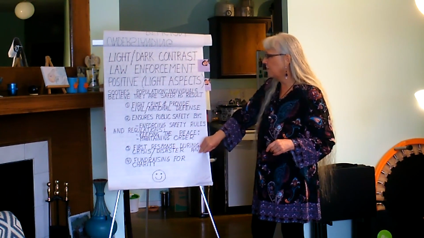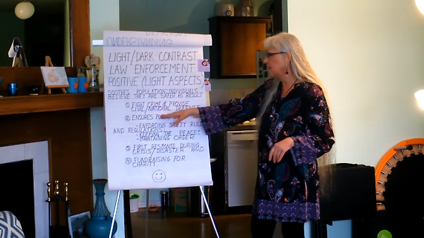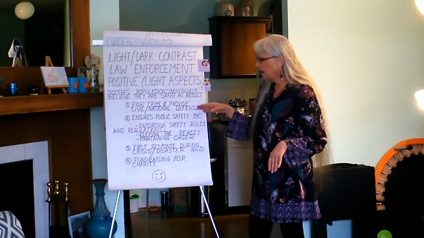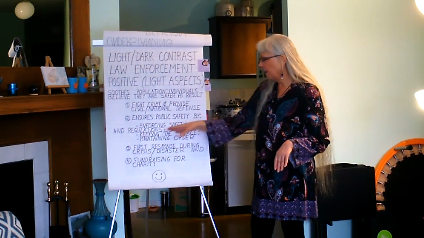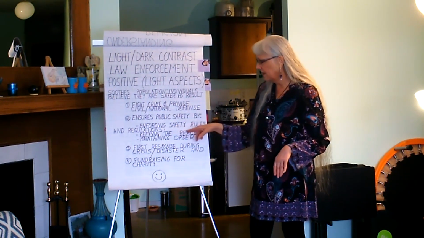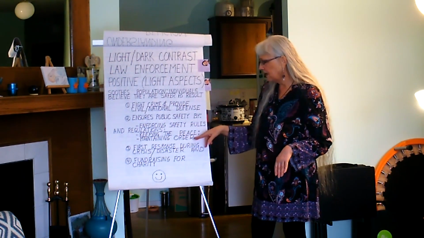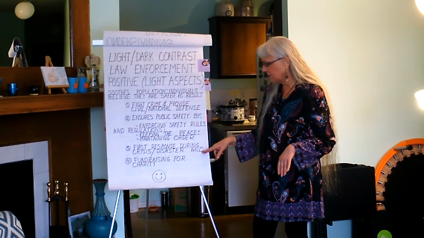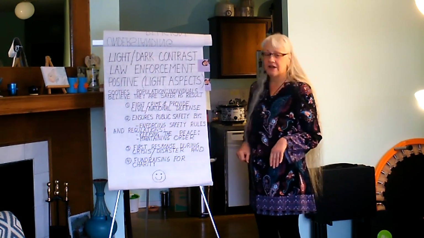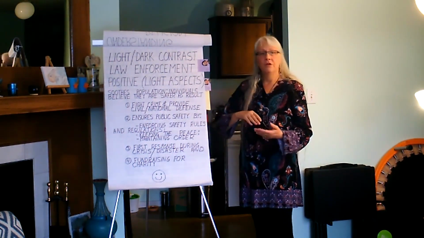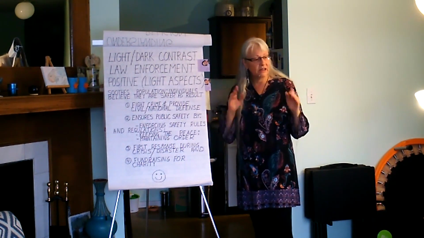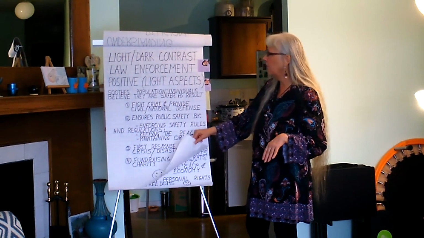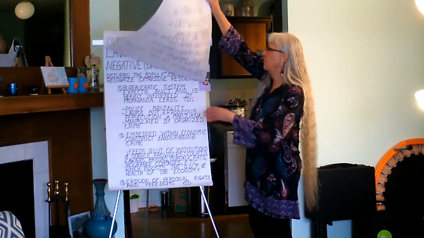Okay, so what does law enforcement do? One, it fights crime and it provides civil and national defense. It ensures public safety by enforcing safety rules and regulations, keeping the peace, maintaining order. They are the first responders during crisis and disaster, and they do a lot of fundraising for charity. This is all on the positive side, let's say the light side of law enforcement. So you can see why they have law enforcement for some pretty good reasons.